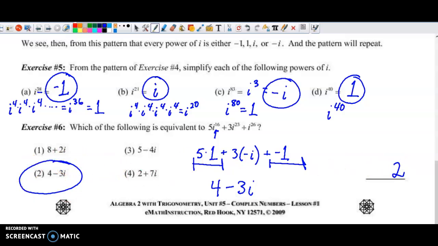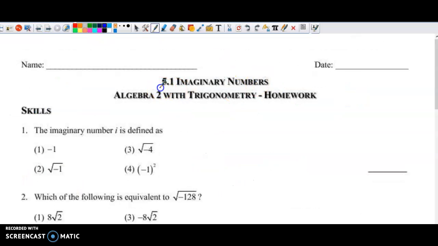So this might take you a while to understand, but that's the overall theme on these imaginary problems. And we're going to expand on this in the next section. So you should be ready for your homework now.